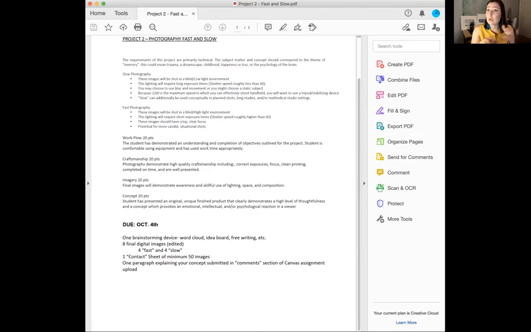If that's something that you write on the computer or you're pulling images from different searches and things like that, save that in one document and you will upload that as your brainstorming device. It can be any device that is helpful to you.